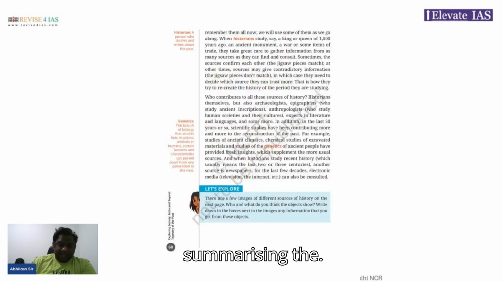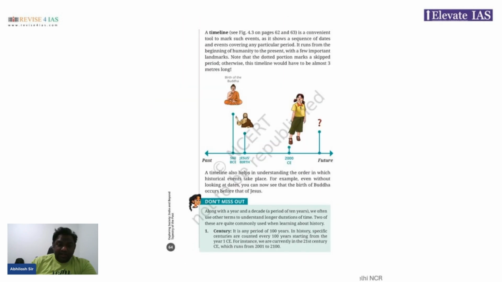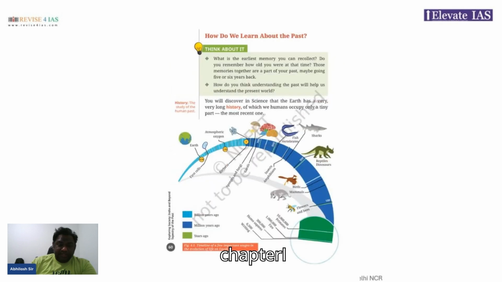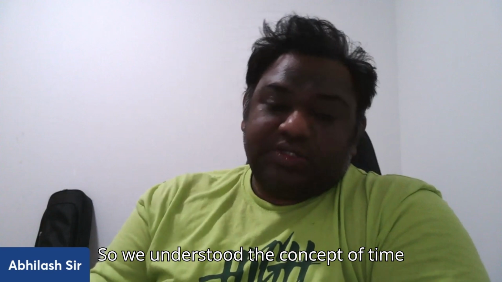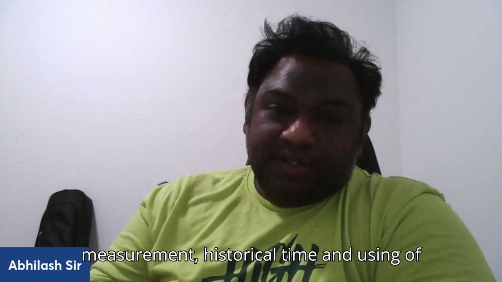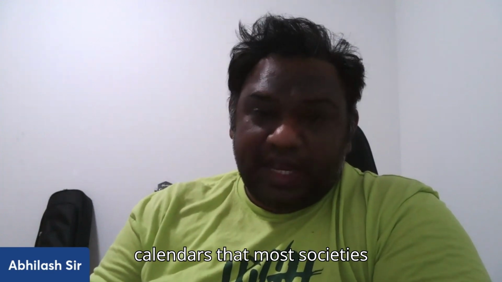So, summarizing the chapter, I would say, we understood the concept of time measurement, historical time, and the use of calendars.